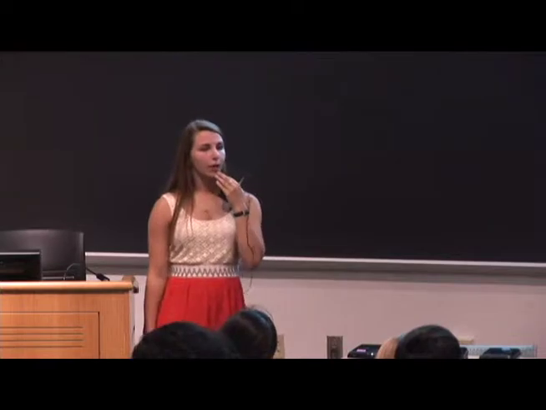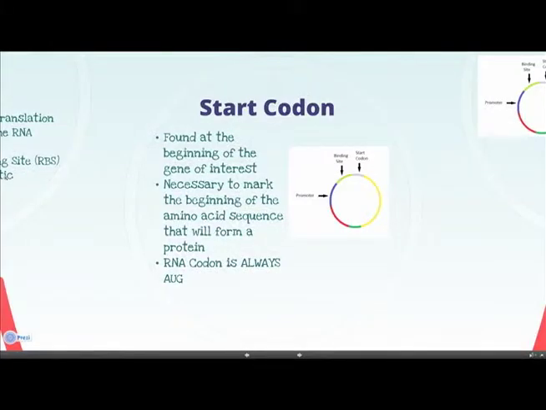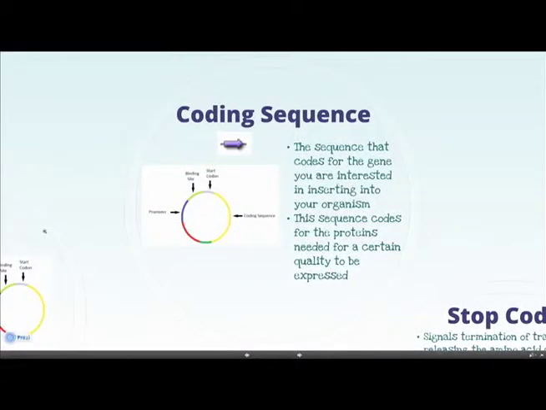Then you have your start codon. It will always be AUG. And it's found at the beginning of the gene of interest. It is what tells the ribosome that it's ready to start that amino acid chain. So it signals the ribosome to go get the methionine, which will be the first amino acid in any protein that is made. And then you have your coding sequence, which is the important one.